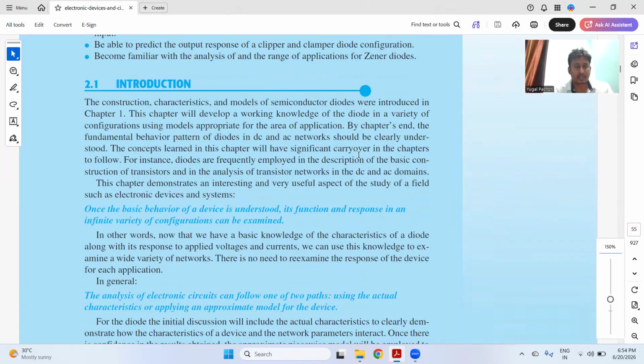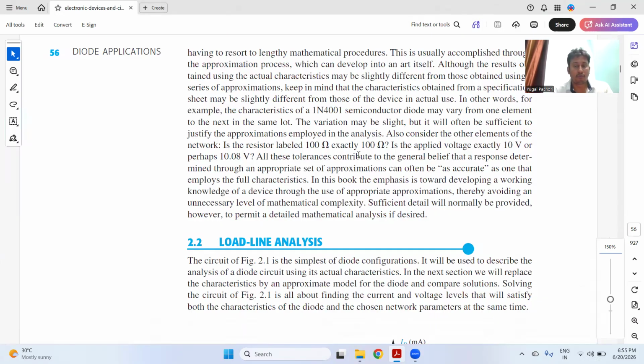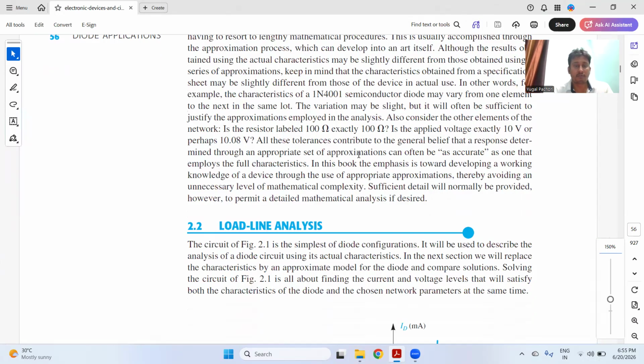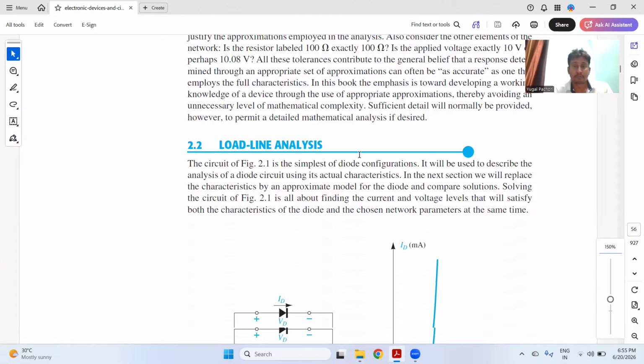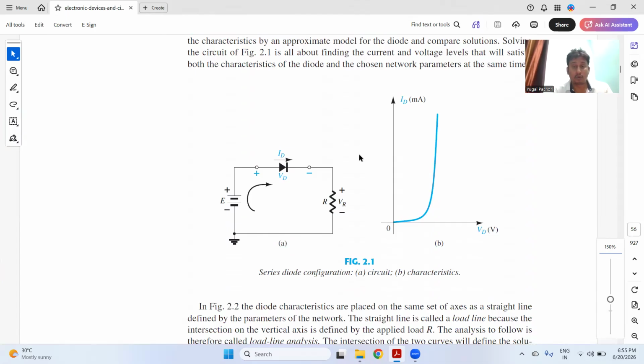Now we will discuss what the applications of the diode are. For that, we need to first understand what a diode is: a two-terminal device, one is the anode and the other is the cathode, p-type and n-type. When p-type and n-type semiconductors are fused together, it forms a diode. Now look at this simple circuit of a diode. This is the battery. E refers to the EMF, VD is the voltage across the diode, ID is the current through the diode, and this is the resistance.